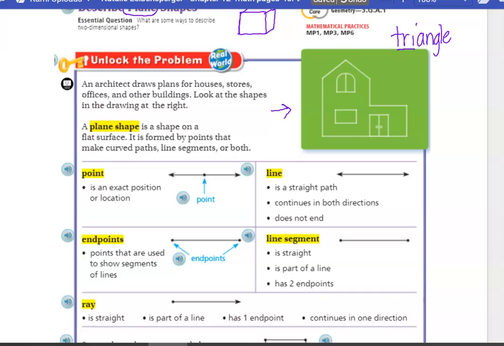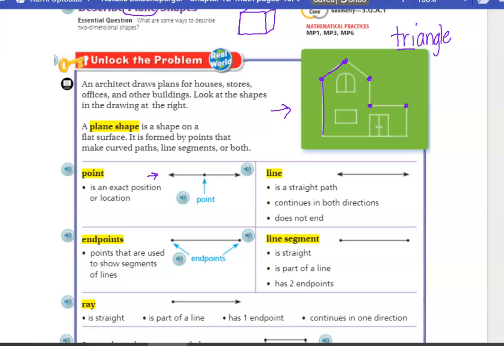So let's go through all of the different words. First we have point. It is an exact position or location. On my picture, this would be a point. It's where two line segments connect. And then we have many other points, and I can draw them here. A point is that exact position. You can see on the line here that the point is located in the middle of that line.